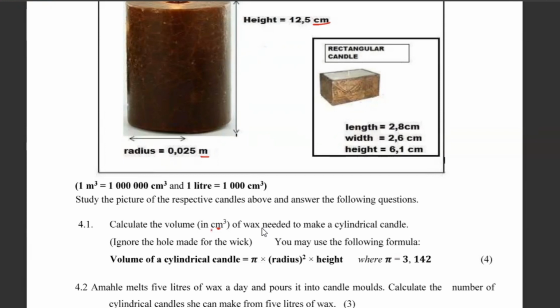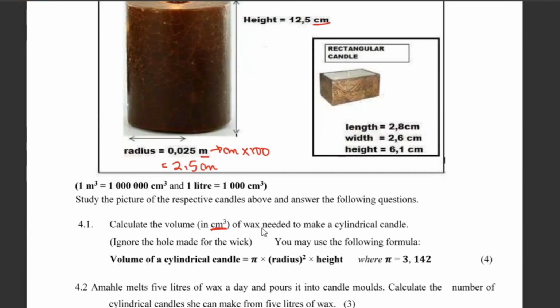But take note, what I want you to understand is this: the units. So the meters have to become centimeters. So meters to centimeters, we multiply by 100. Big to small, multiply. So 0,025 times 100, you end up having 2,5. These are centimeters now. This is already the radius. We don't need to look for it. So all we had to do was to change to centimeters. The height is in centimeters, so we don't need to change it.